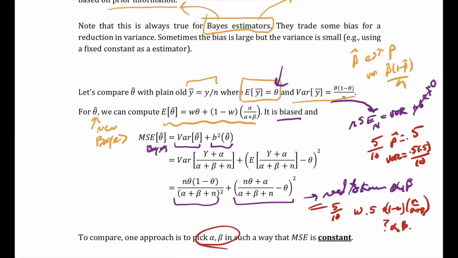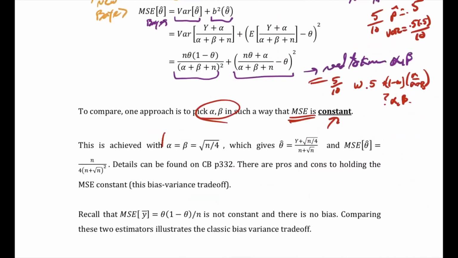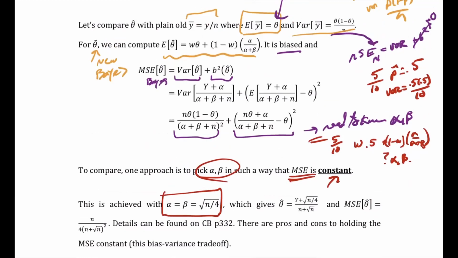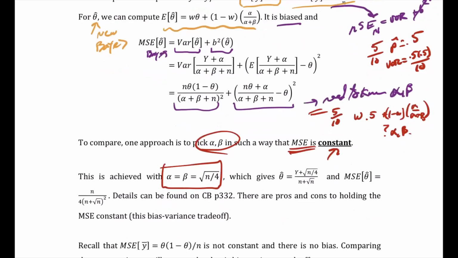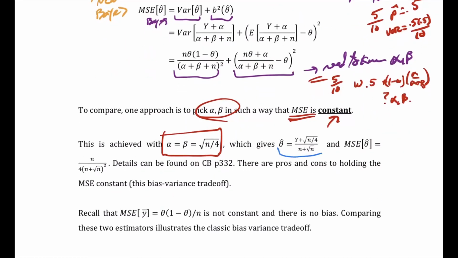So to compare this approach, I have to pick these, and I'm going to pick them in a way that makes the mean square error constant. I'm going to just pick them. And that's achieved by using these: alpha equals beta equals the square root of n over 4. Now, in real life, you can pick any alpha and beta you want, and then you would compare, and I'm going to draw you a graph comparing the mean square error of these things. In this particular case, I'm just doing this as an example. I'm doing this because in the Casella-Berger book, they picked this for a particular reason, and there are pros and cons to holding the mean square error constant.